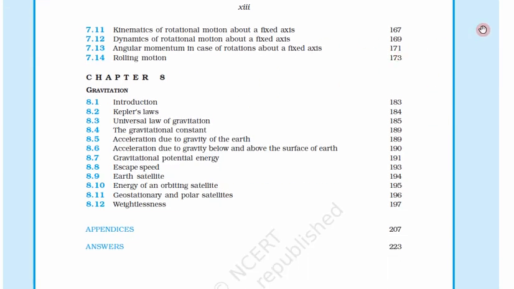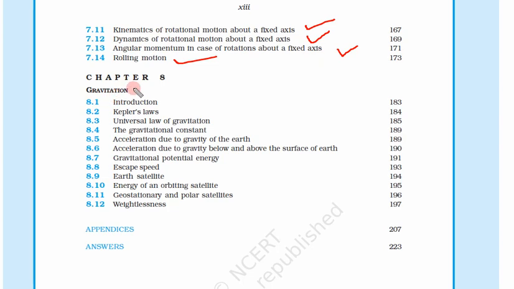Further we have a few more topics. Kinematics of rotational motion about a fixed axis. Kinematics means how things are changing with time. Dynamics of rotational motion about a fixed axis. Angular momentum in case of rotations about a fixed axis, and rolling motion. So these are the topics covered in this chapter.